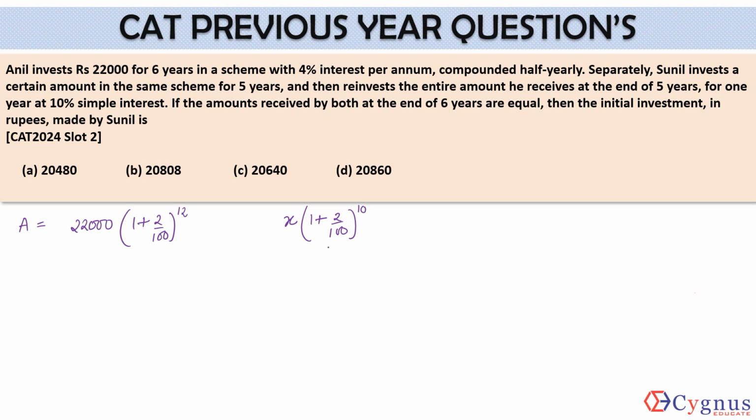Then he reinvests the entire amount received at the end of 5 years for one more year at 10%. That means now this money of Sunil will grow by 10% for one more year. So it should multiply 1.1 here. This is the amount received by Sunil. If the amounts received by both at the end of 6 years are equal, what does it mean? 22,000 into 1.02 raised to the power 12 must be equal to X into 1.02 raised to the power 10 into 1.1.